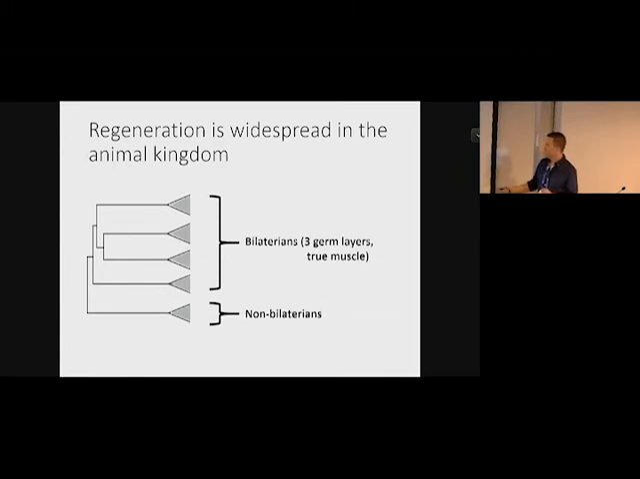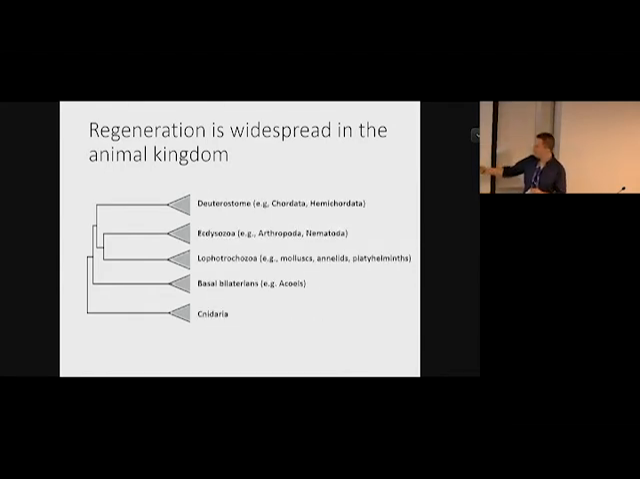So I have here a very simplified phylogenetic tree that includes the bilaterians. Those are the animals that have bilateral symmetry, right and left, but not dorsal and ventral, and some non-bilaterians here. And so if we want to be more specific, those are the deuterostomes, protostomes, including insects, nematodes go here, lophotrochozoans, including the mollusks, annelids, and platyhelminths go here. And here are some more basal bilaterians, such as acoels.